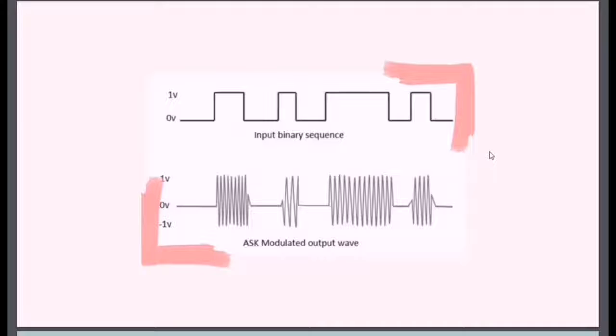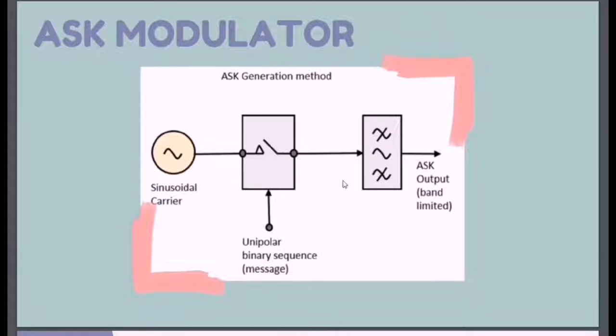To find the process of obtaining this ASK modulated wave, let us learn about the working of the ASK modulator. The ASK modulator block diagram comprises the carrier signal generator, the binary sequence from the message signal, and the band limited filter. Following is the block diagram of the ASK modulator. The carrier generator sends a continuous high frequency carrier. The binary sequence from the message signal makes the unipolar input high or low.